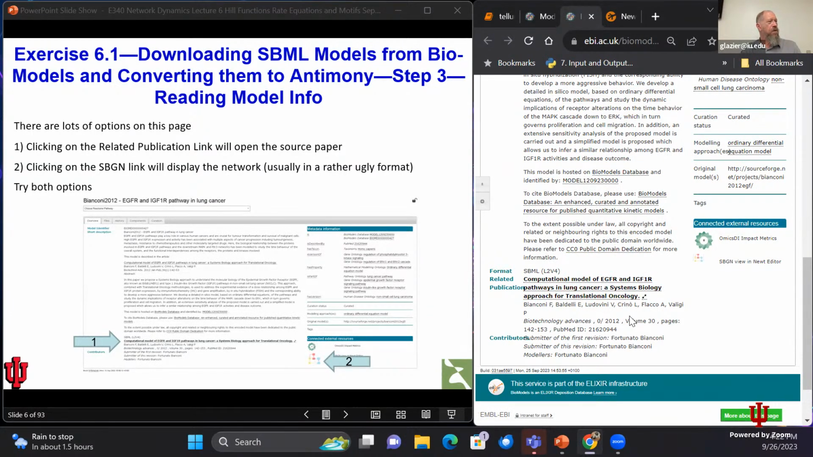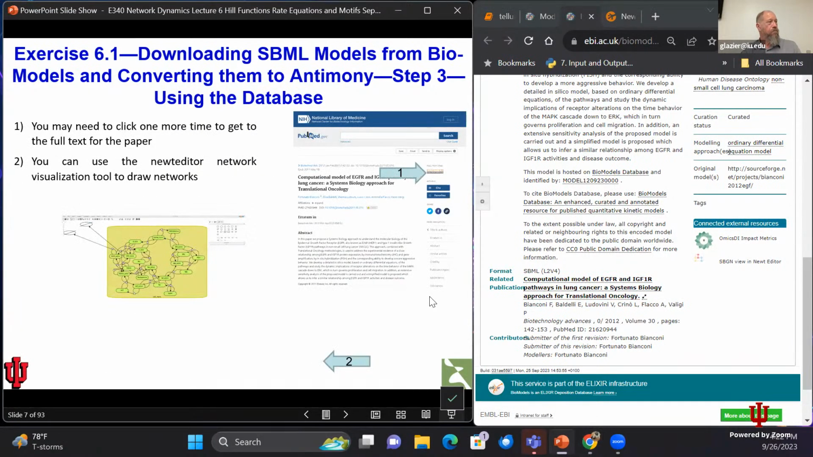So the other thing that you can do is you can click on related publication here, and that will open the original paper up if you want. You don't have to do that right now unless you want to.